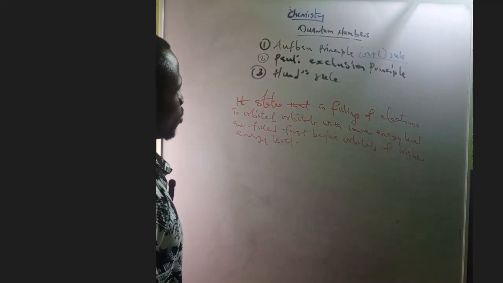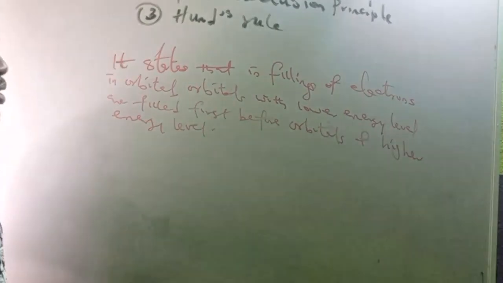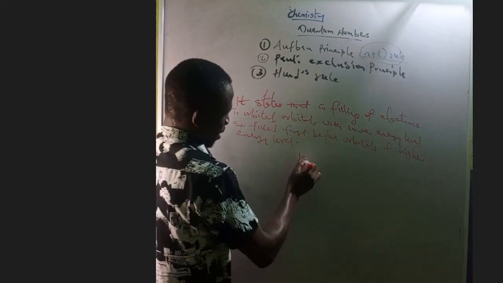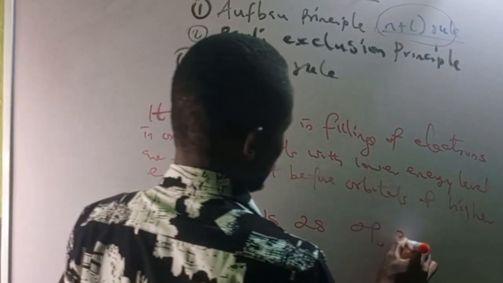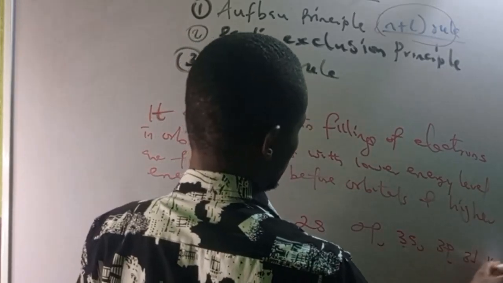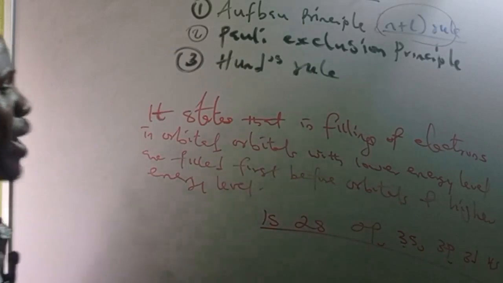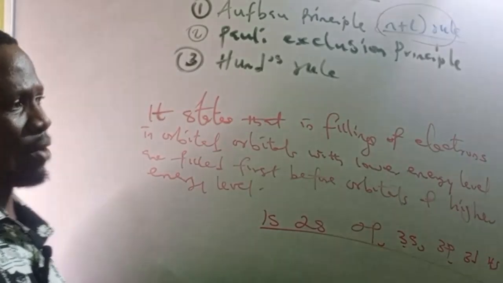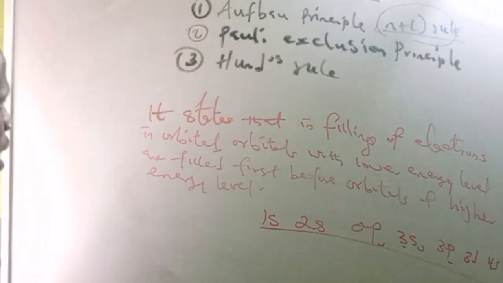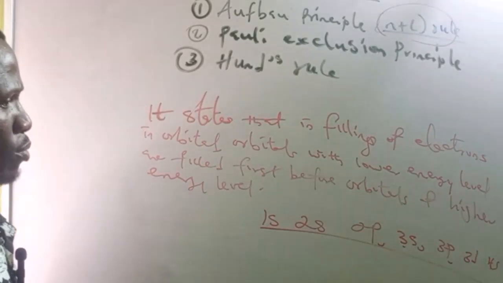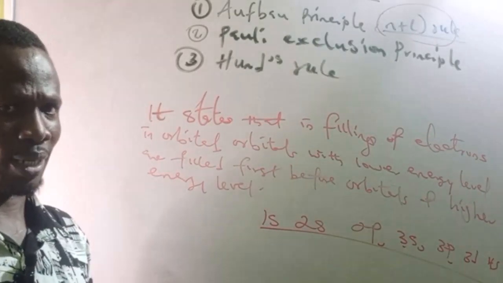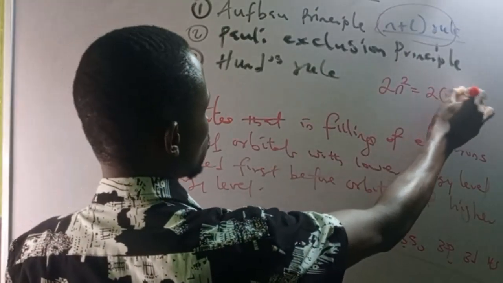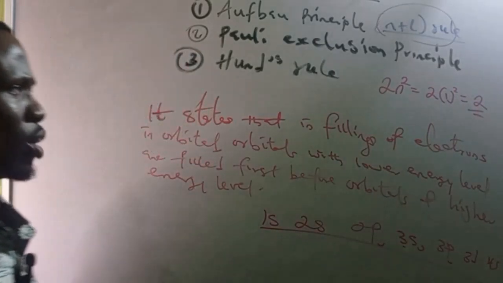How do you know orbitals of higher and lower energy levels? It is the use of the n plus l rule. For example, I have 1s, 2s, 2p, 3s, 3p, 3d, 4s. Who will fill first? The one of the lowest energy level is going to fill first. Now, let's start filling the first energy level of an atom. How many electrons can occupy the first energy level? Do you remember? 2 electrons. Remember, 2n squared: 2 times 1 squared, which is 2. So only 2 electrons can occupy the first energy level.